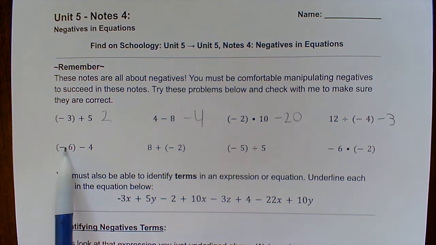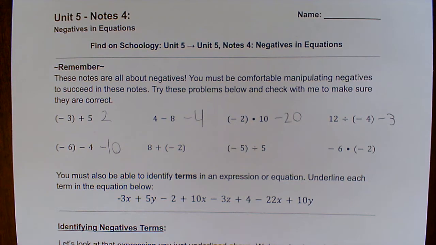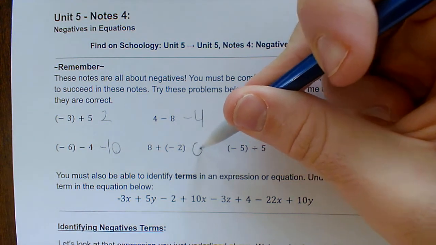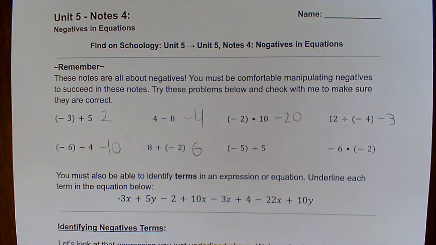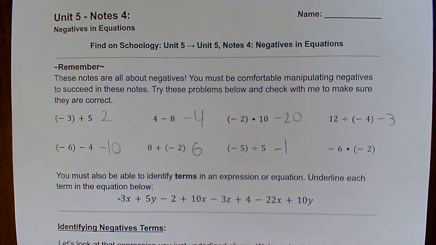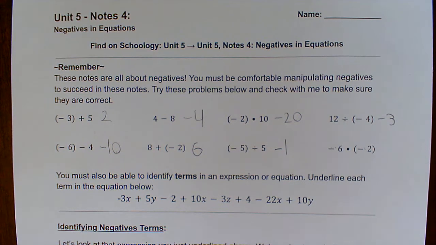Next to it, on the next row, I have negative 6 minus 4. These are going to combine and give me negative 10. 8 plus negative 2 is going to be positive, but it's like subtraction. I'm going to get positive 6. Over here, I have one negative and negative 5 divided by 5, which is going to give me an answer of negative 1. Finally, negative 6 times negative 2, I finally have two negatives being multiplied together. And if you remember, when I multiply two negatives, they go away, giving me a positive 12.